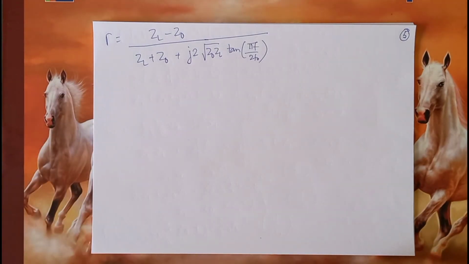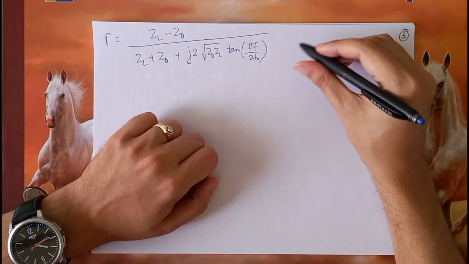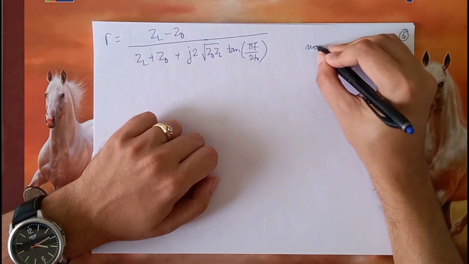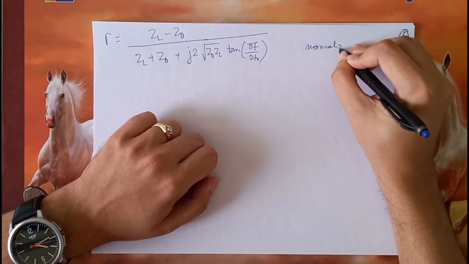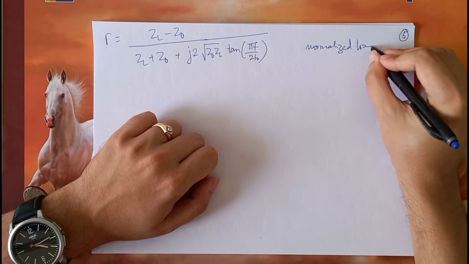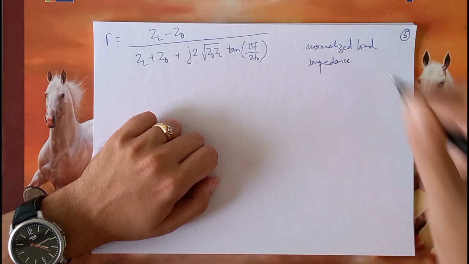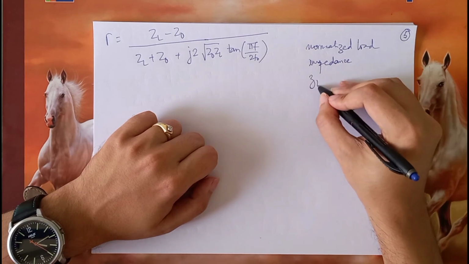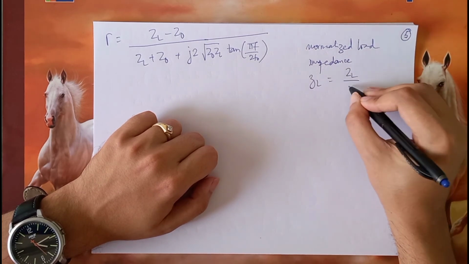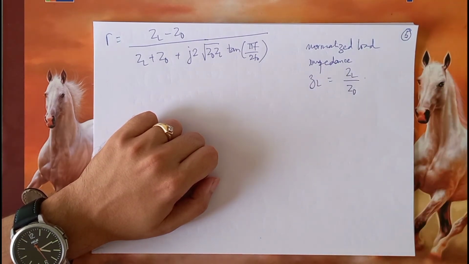Now let us go back to the concept of normalized impedance or normalized load impedance. Let's define small zl that's equal to zl by z0, right?